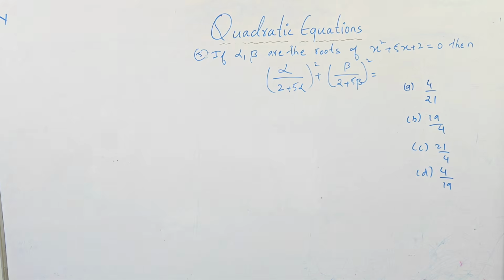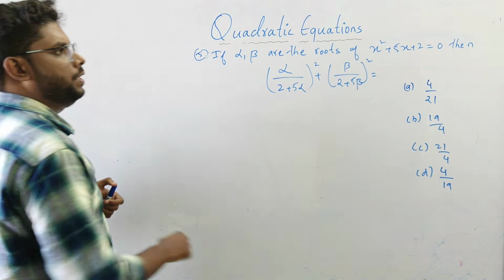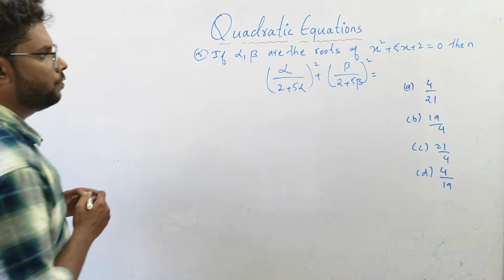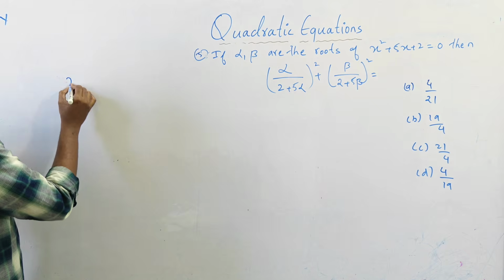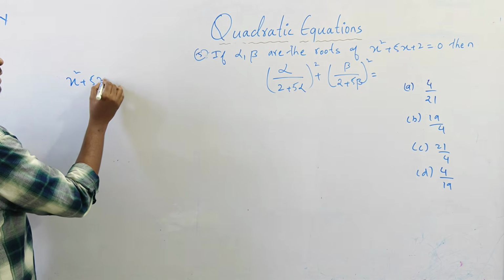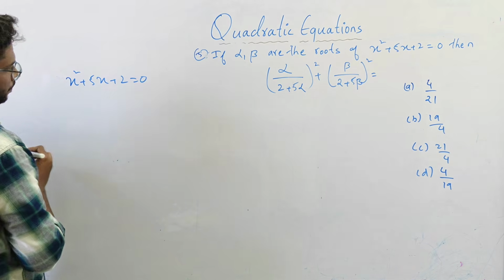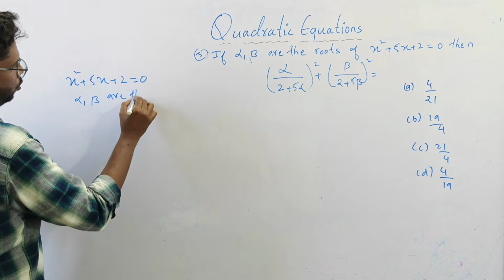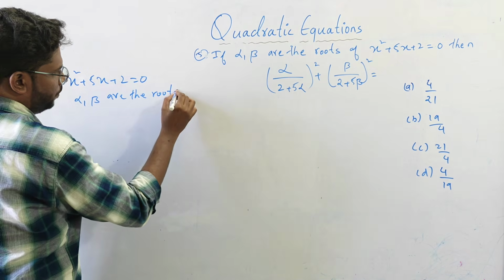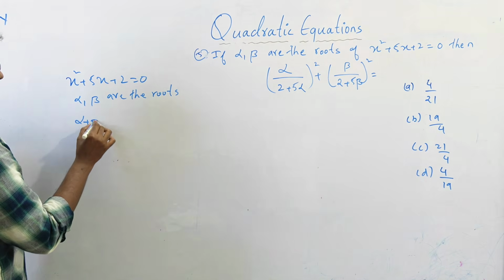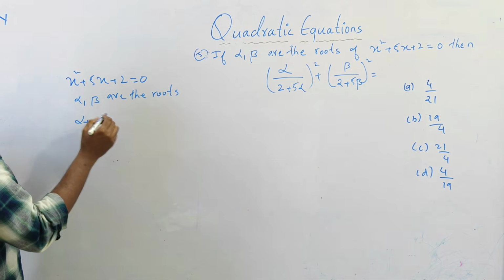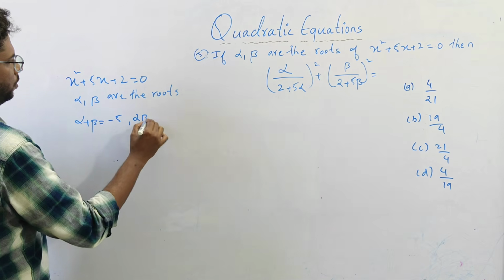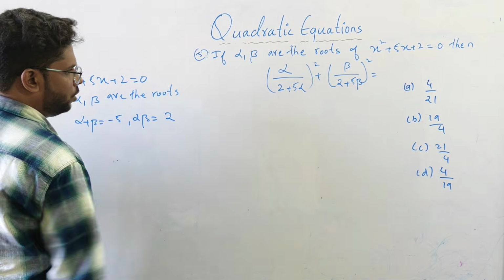Now let us see this question. If alpha and beta are the roots of this equation, then we need to find the value of this. How do we find it? What is the equation given to us? x square plus 5x plus 2 equal to 0. If alpha and beta are the roots of this equation, tell me what is alpha plus beta? That is equal to minus b by a, that is minus 5 by 1, which is minus 5. What is the product of the roots? That is equal to c by a, that is 2 by 1, 2.